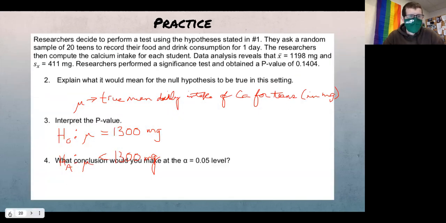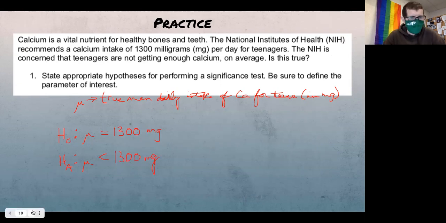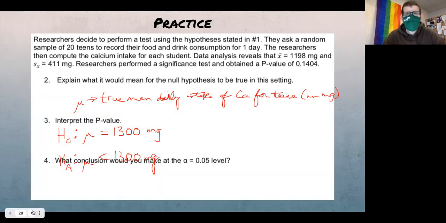Maybe just to conceptually run through this, we're going to test this hypothesis. They ask a random sample of 20 teens to record their food and drink consumption for one day. The researchers then compute the calcium intake for each student. The data analysis reveals that the sample mean from this group is 1,198 milligrams, and the standard deviation is 411. Researchers performed the significance test and obtained a p-value of 0.1404. Explain what it would mean for the null hypothesis to be true in this setting.